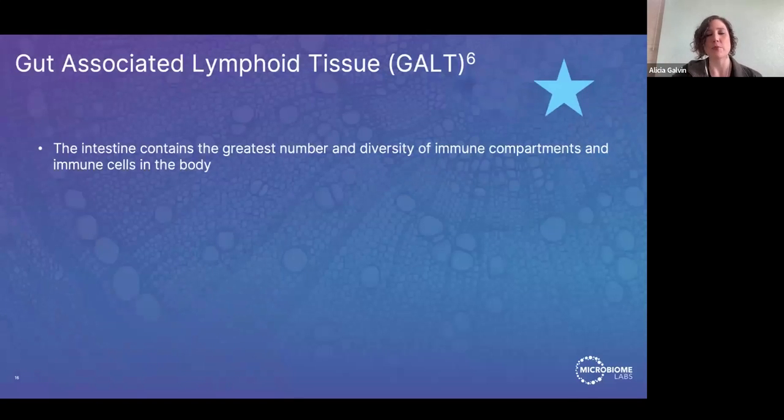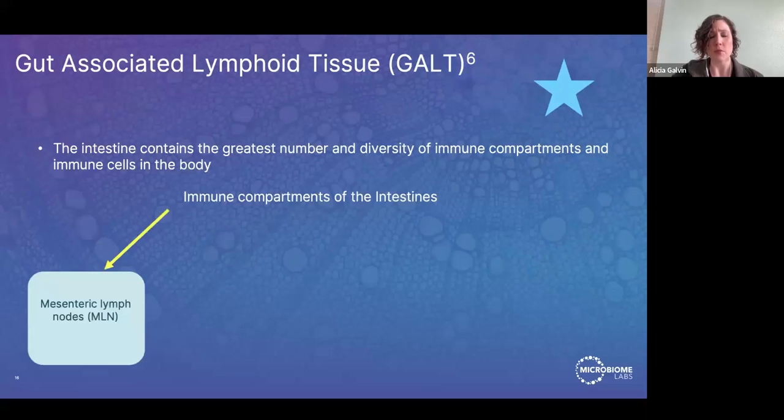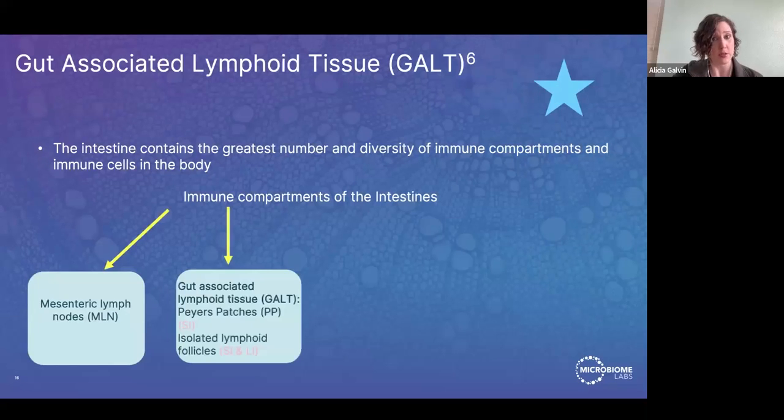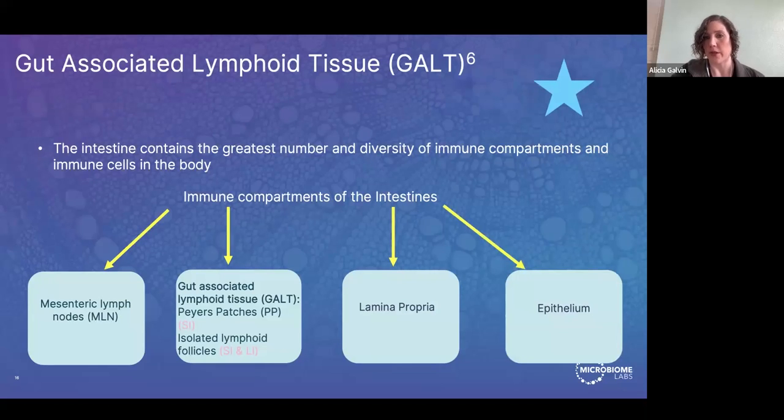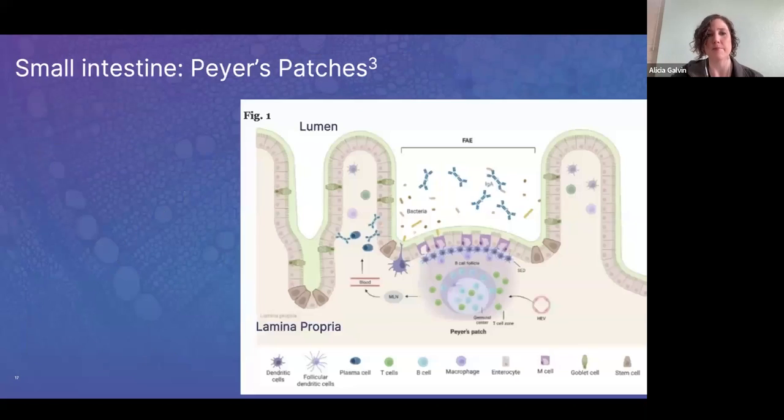We've probably all heard how the intestines contain the greatest number and diversity of immune compartments. About 80% of our immune system is actually in the GI tract. We can break these immune compartments into 4 pieces: the mesenteric lymph nodes, the GALT, which is part of the immune compartments of the intestine and which we'll break out in a second, the lamina propria, and the epithelium, that single cell layer we were just talking about a few slides back. These are the 4 areas that build the immune system within our gut.